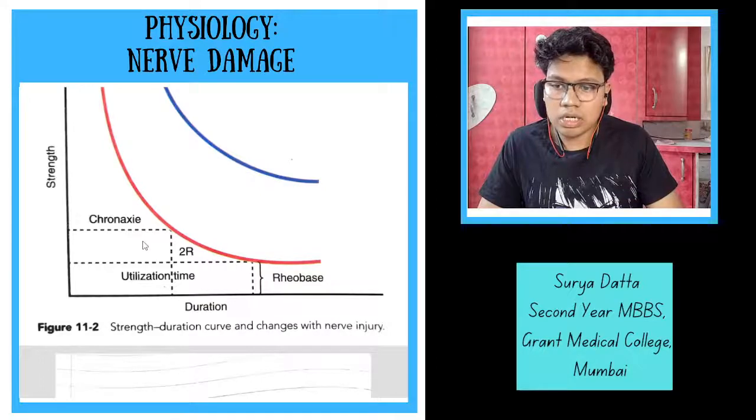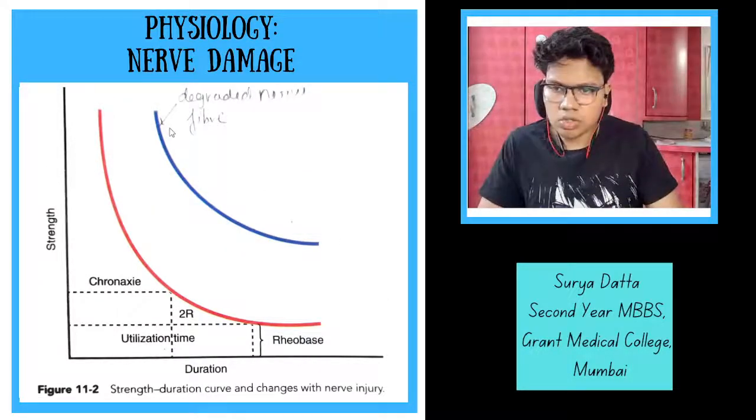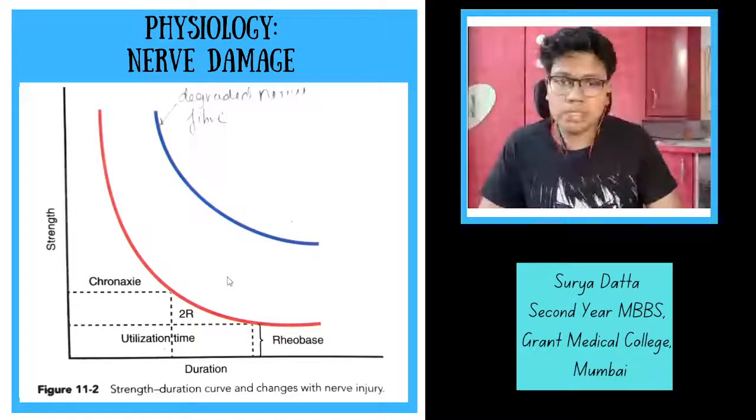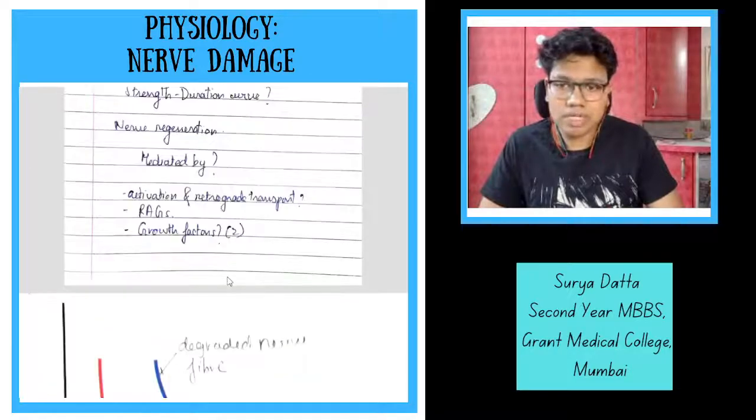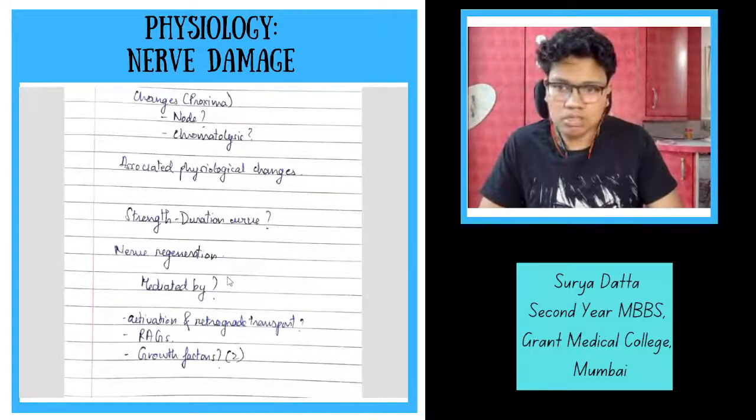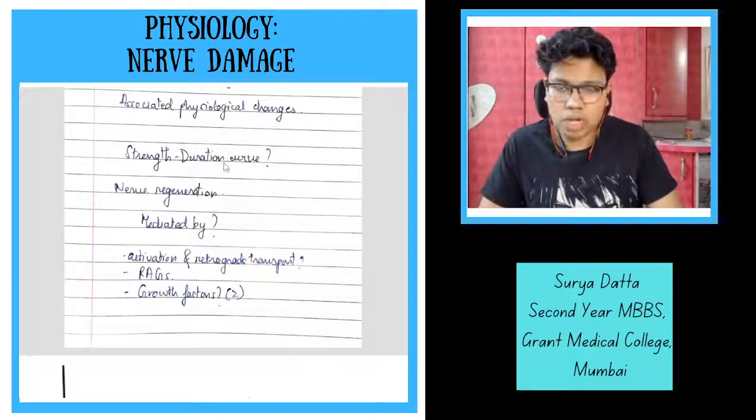Since it's curved, it's not true, right? So chronaxie will be less than the utilization time, but more than half the utilization time. Yes, so we saw the degraded nerve fiber. These are basically the aspects that we will be seeing in the strength duration curve. Yeah, this is quite basic stuff. It's not really that difficult. I would hope everyone is able to answer this stuff.